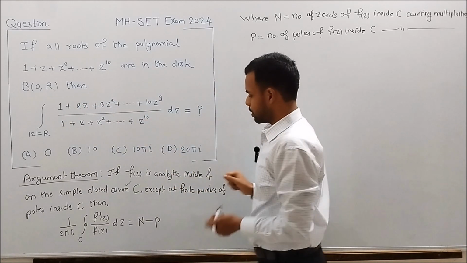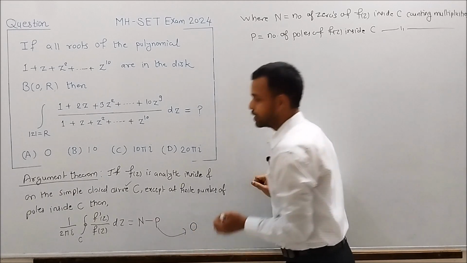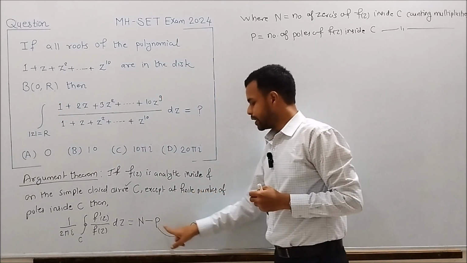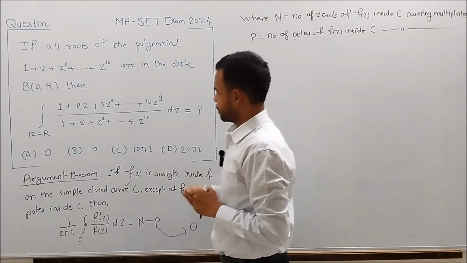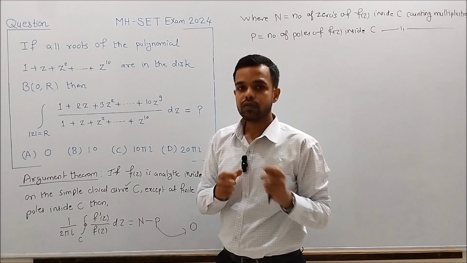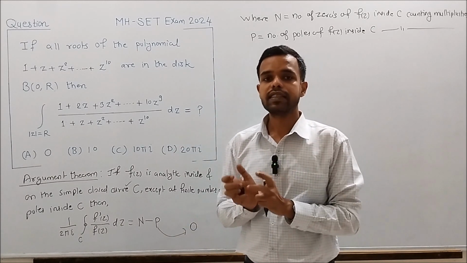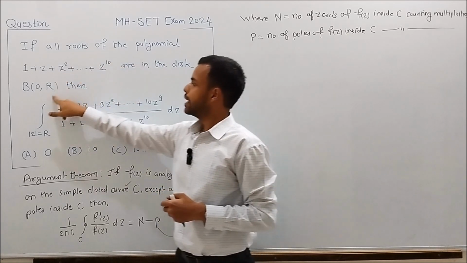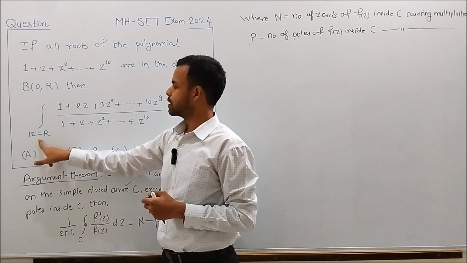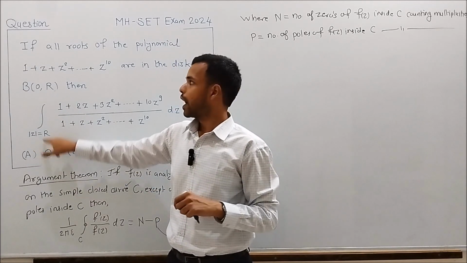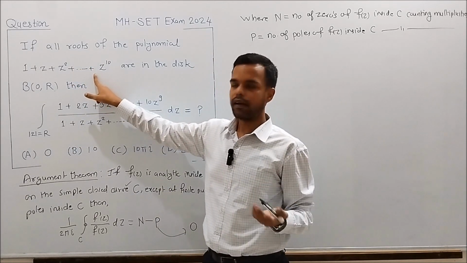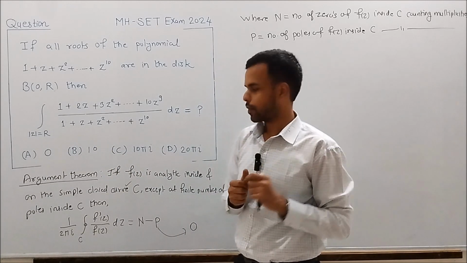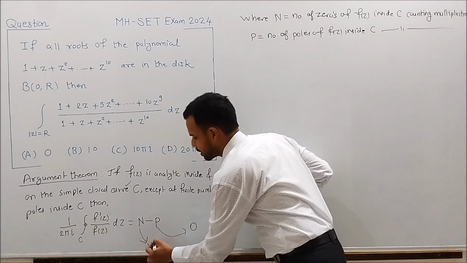So what is given? Given that p is 0. That is, the number of poles of f of z inside the boundary of this disk is 0. So the value of p is already given, which is 0. Now we know that f of z is a polynomial function, so it has at most 10 zeros. That is, it has at most 10 roots, and it is already given that all roots of this polynomial are inside this disk, that is, inside mod z equals r. We know that it has 10 roots at most, so all these 10 roots are inside the boundary of this disk. So the value of n is 10.